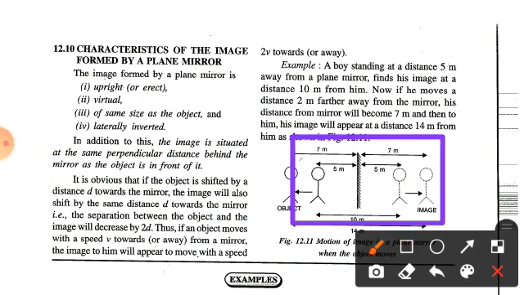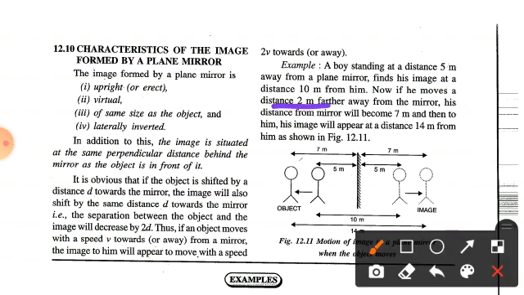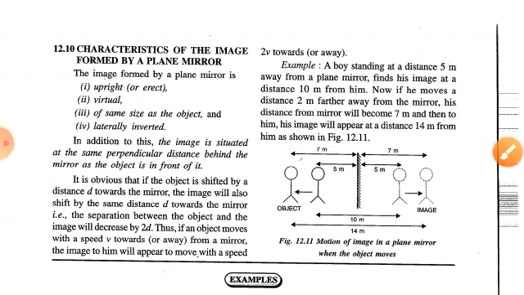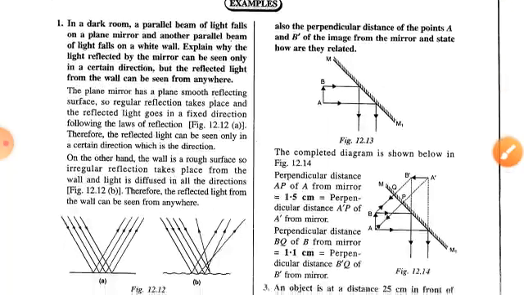Example: a boy standing at a distance of 5 meters away from a plane mirror. This is the figure, the plane mirror, and the boy standing at a distance of 5 meters. Now if he moves a distance of 2 meters farther away from the mirror, his distance from the mirror will become 7 meters, and then to him his image will appear at a distance of 14 meters from him, as shown in the figure. Clear?